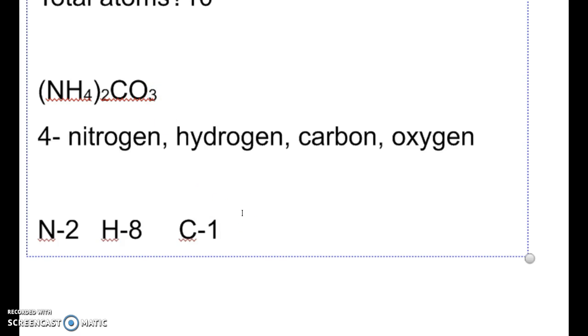On your sheet, on the very first ones, you're going to tell how many elements are in each compound and the names, and that gets you used to the periodic table. On the second sheet, it's the exact same compounds that you did on the first one, but in this case you're telling how many atoms you have of each one. You are not telling the total.